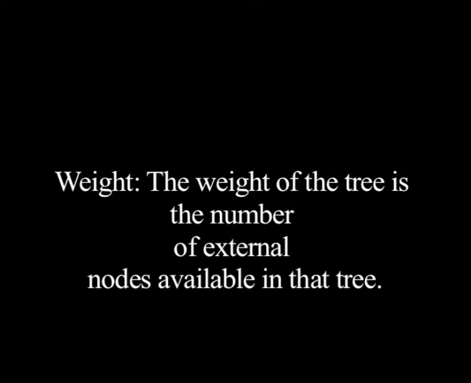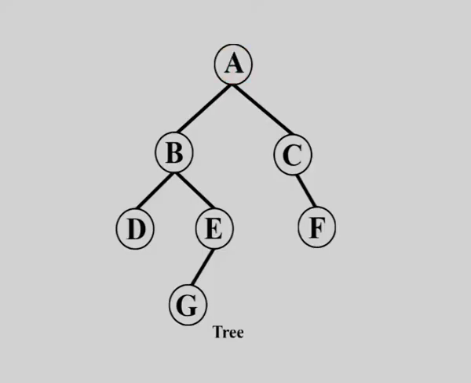Weight. The weight of a tree is the number of external nodes available in that tree. As the external nodes are also known as leaf nodes, the weight of a tree is also known as the number of leaf nodes in that tree. Look at the figure. In this tree, the node A has degree 2 as it has 2 child nodes. The node C has degree 1 as it has 1 child node. The weight of the tree is 3 as there are 3 leaf nodes in the tree.